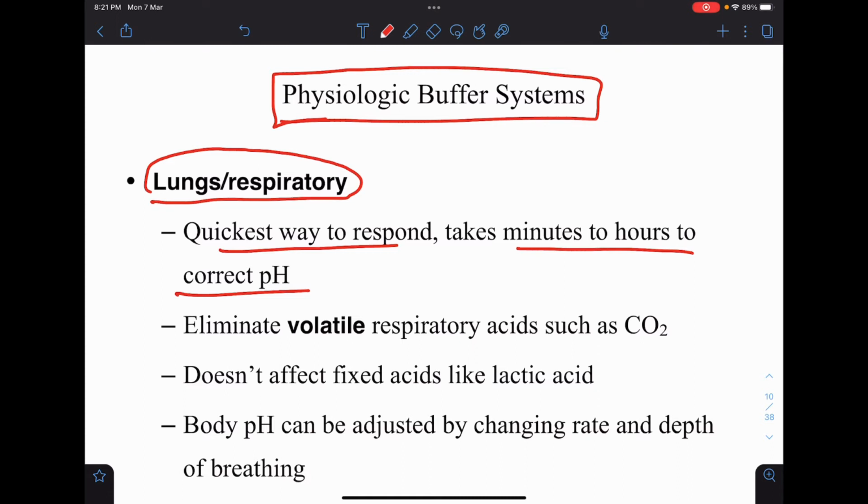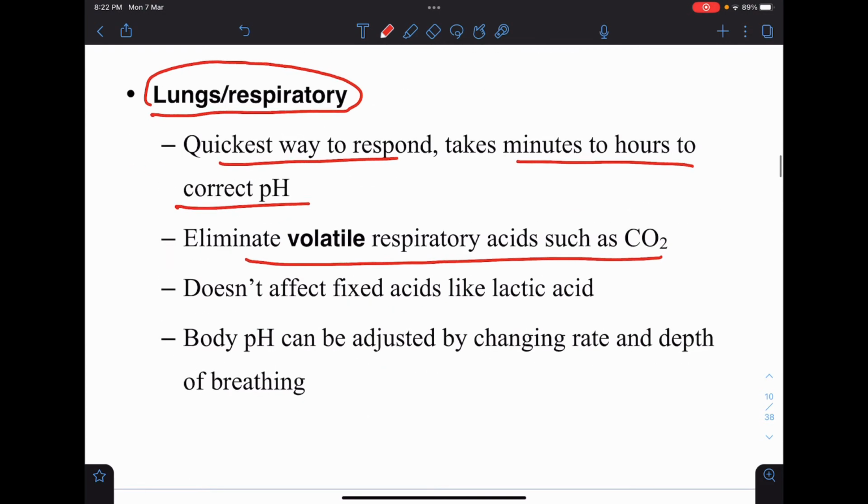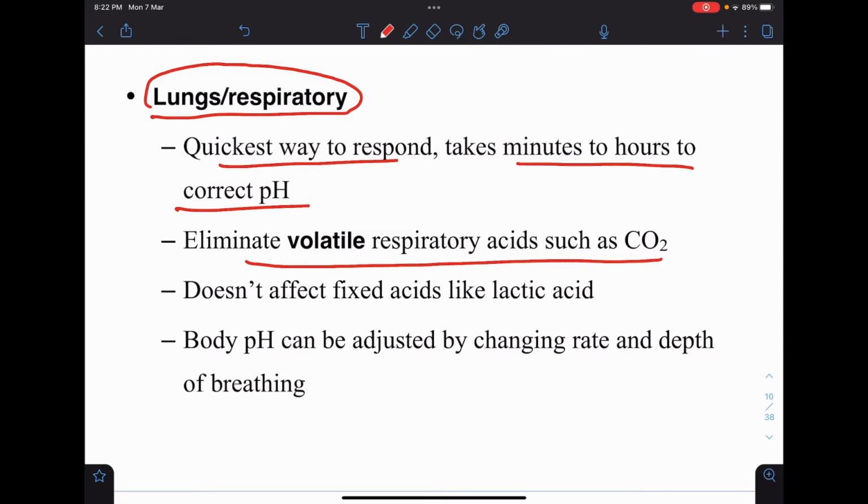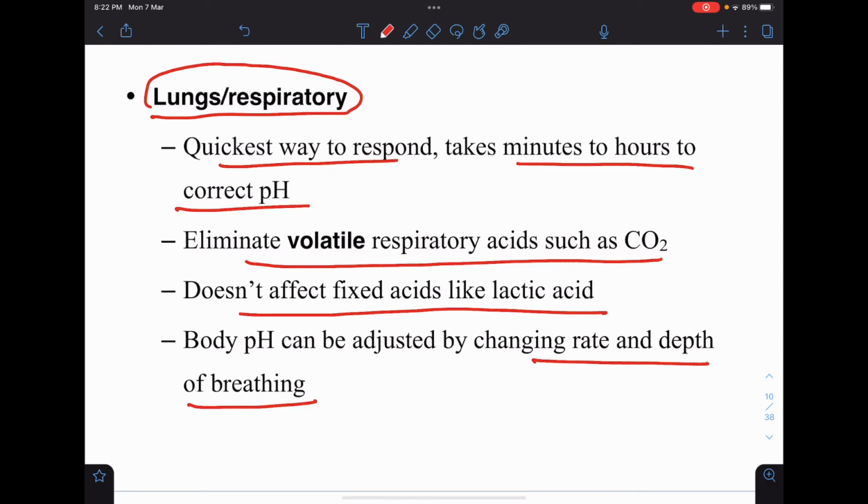What does the respiratory system do? It eliminates volatile respiratory acids such as carbon dioxide. When there is accumulation of carbon dioxide in our body, it forms carbonic acid, so acidity increases. So the lungs try to excrete or eliminate the carbon dioxide from the body. It does not affect fixed acids like lactic acid. Body pH can be adjusted by changing the rate and depth of breathing.